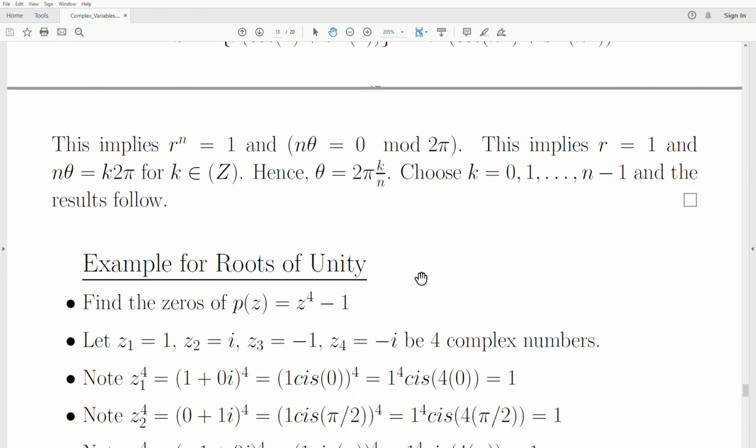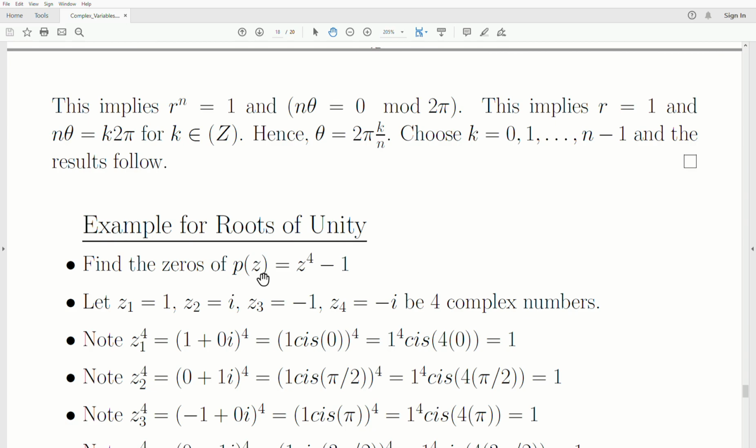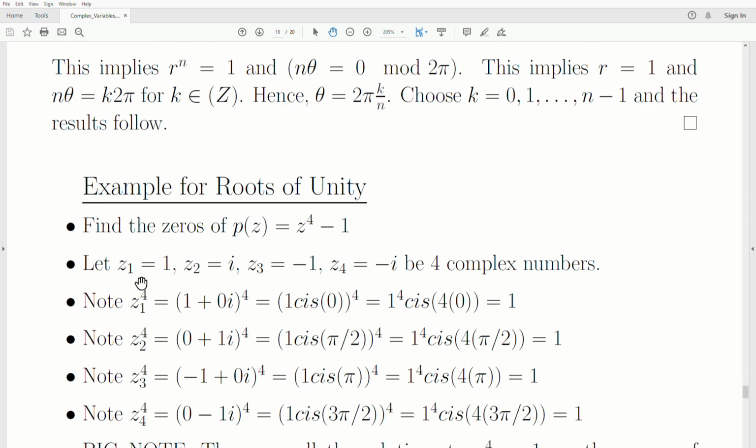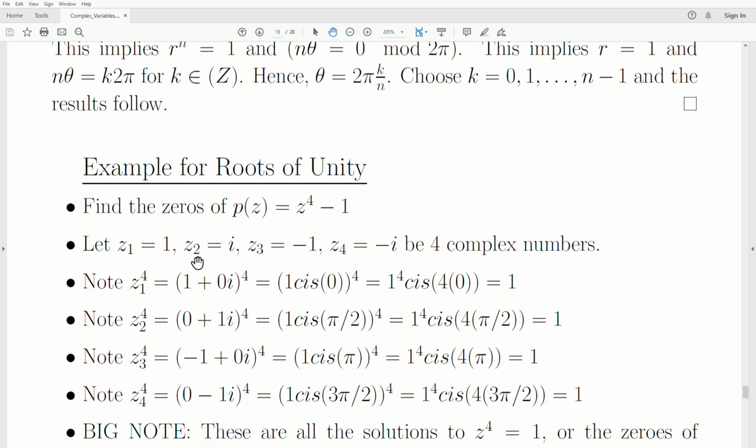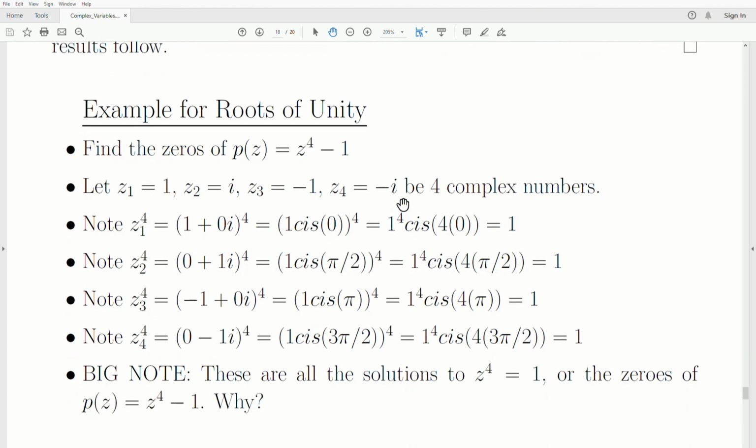So let's look at a quick example. Find the zeros of p of z equal to z to the fourth minus 1. And so we want to find z such that z to the fourth minus 1 is 0. So if we let z1 be 1 and z2 be i, z3 be minus 1, z4 to be minus i, we can raise each of these to the fourth power, which is this. And then De Moivre's Theorem says take that n times 4, that's 1.